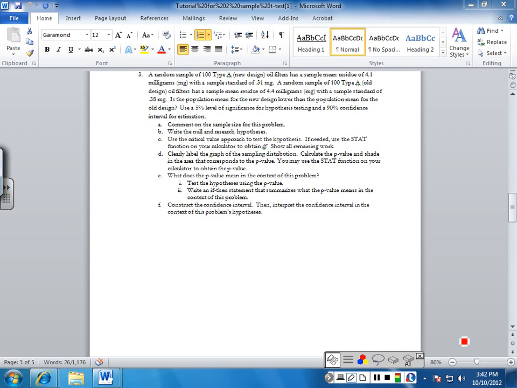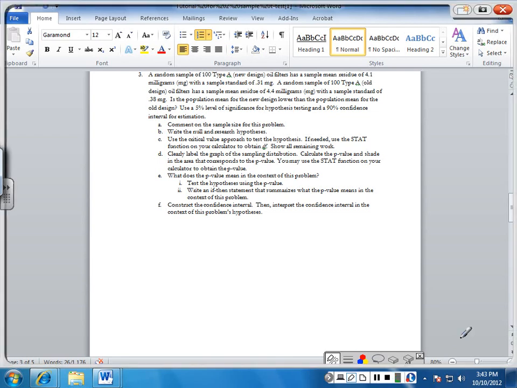Okay, let's have a look at number 3. First task in this one will be simply to read the problem and pull out the information that we need. So we have two groups here, type A and type B, and we have a sample size, a sample mean, and a sample standard deviation given for each of those.